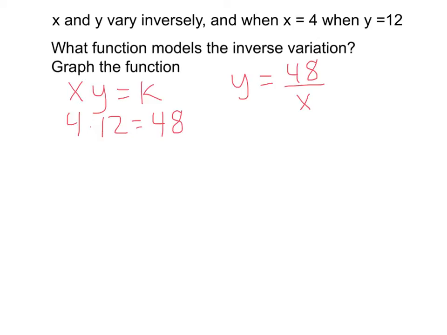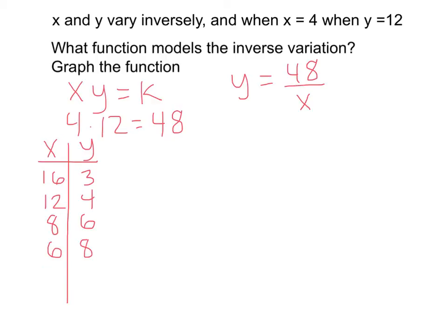Now that I have this equation, I can make a table of values for my graph. I'm going to pick values of x that I know go into 48, so that I can avoid fractions. The first number I'm going to choose is 16, because I know 16 times 3 is 48. 12 times 4. 8 times 6. And then the reverse is also true. 6 times 8. 4 times 12. 3 times 16.